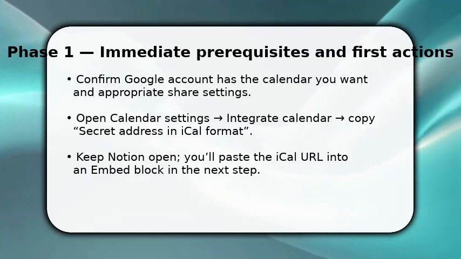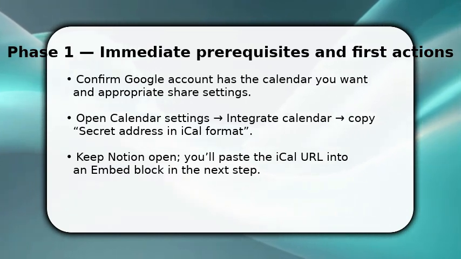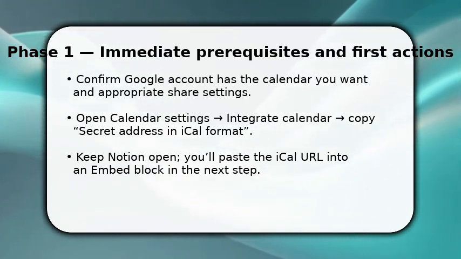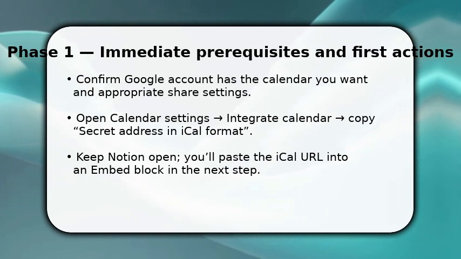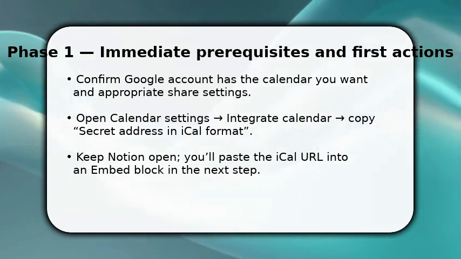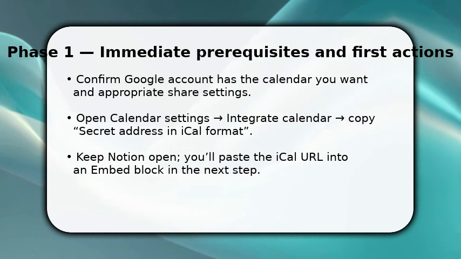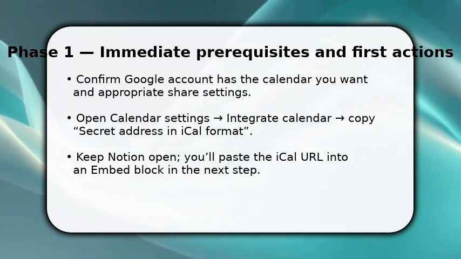You start by grabbing the calendar feed. This is the only reliable import method. Sign into Google Calendar, choose the calendar, and open Integrate Settings. Copy the secret iCal address, not a public page link, because Notion needs the feed.